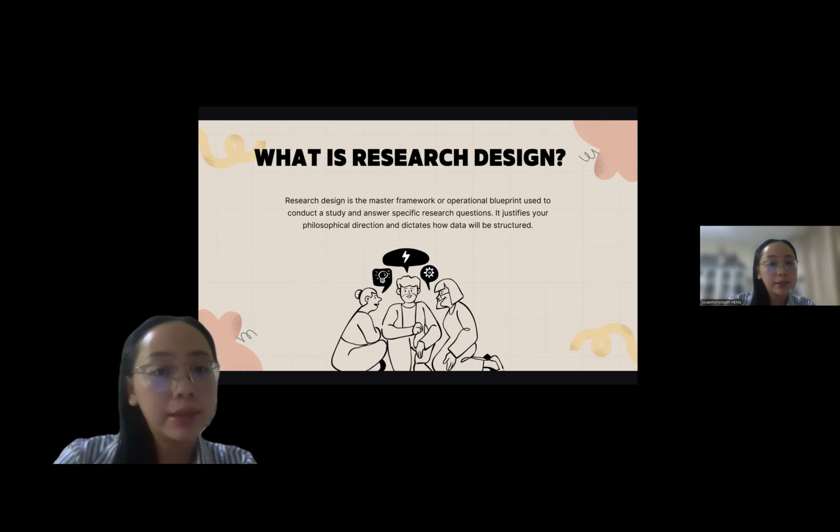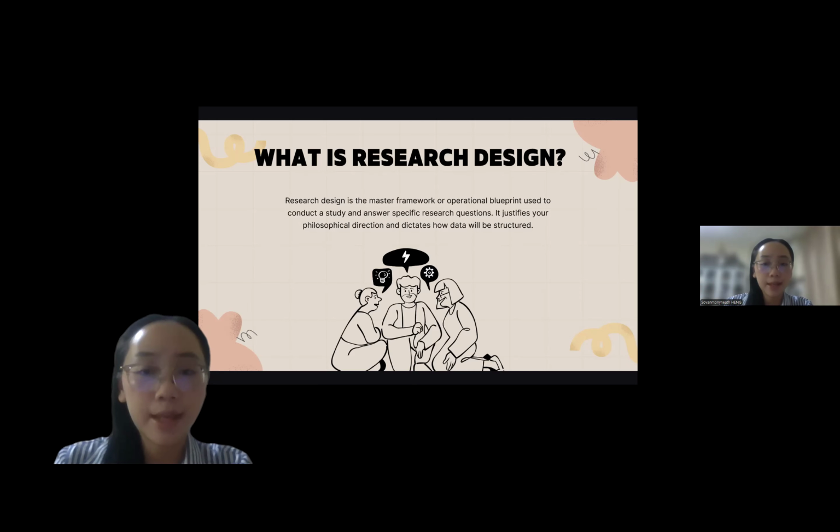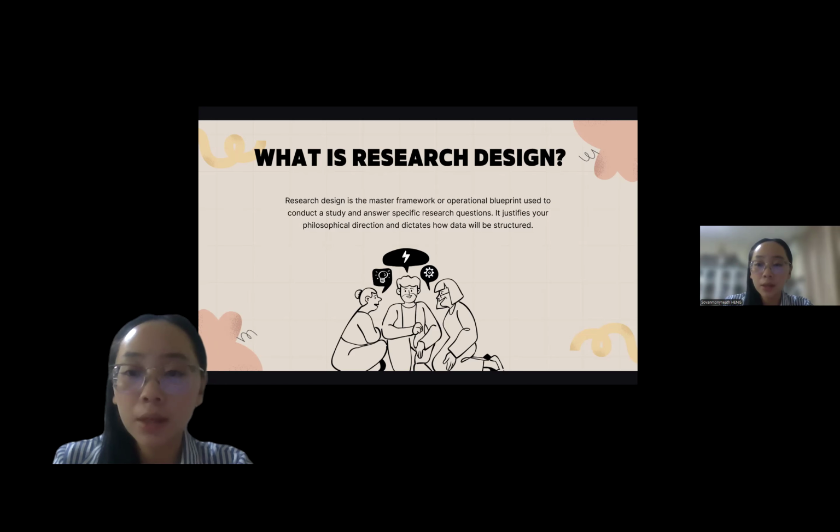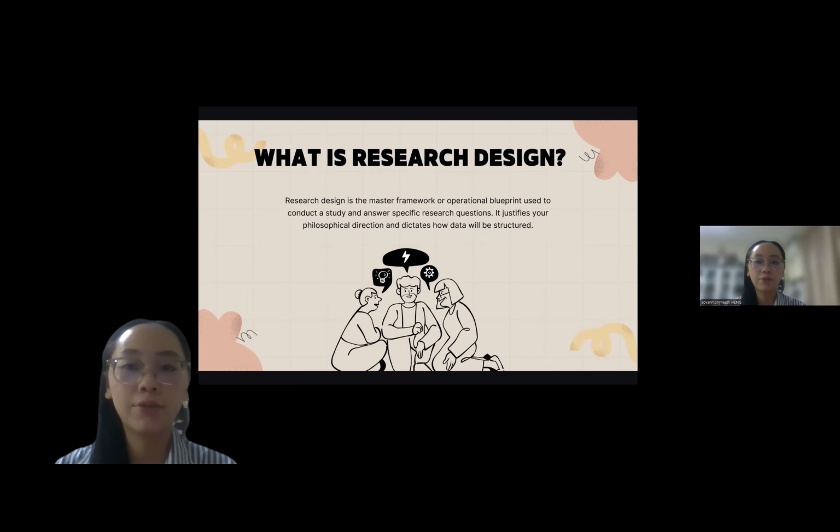As you can see in this definition, research design is a master framework or operational footprint used to conduct a study and answer specific research questions toward our objective. It also justifies your research methodology or philosophy, gives direction, and dictates how data will be structured. That is the overall definition of research design.